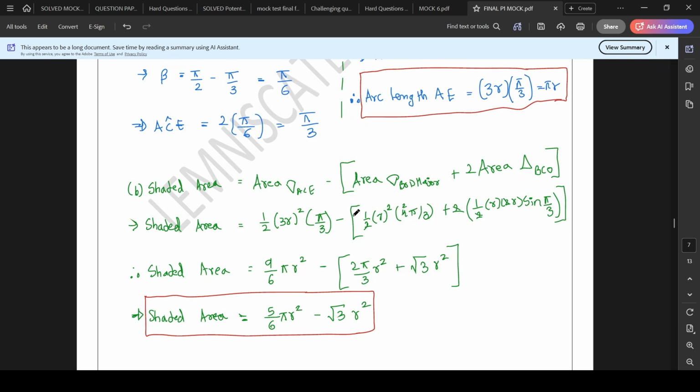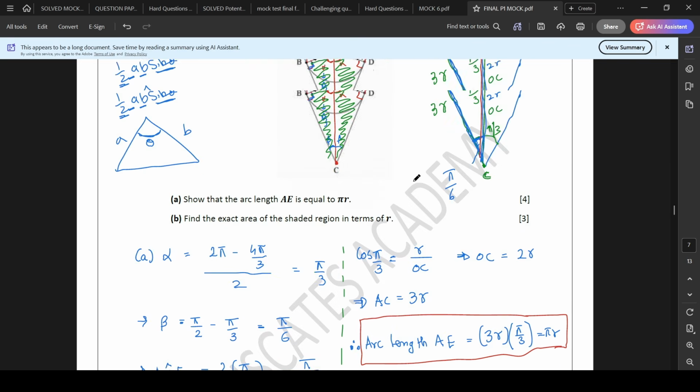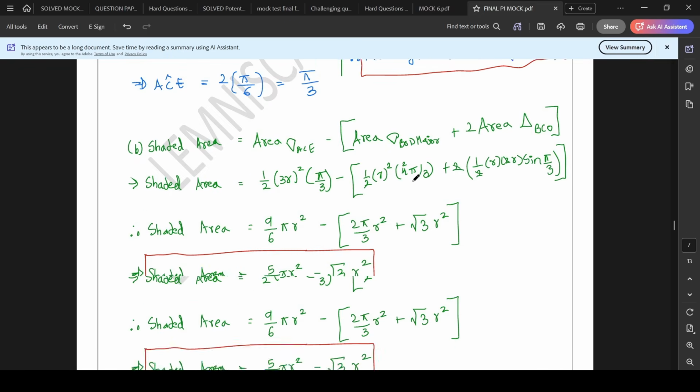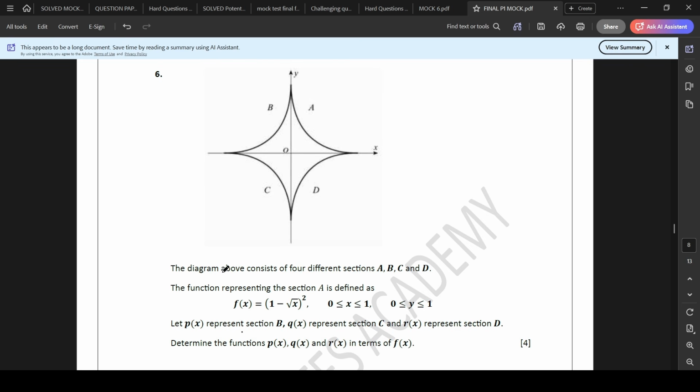So yes guys, this is the process through which, if you think that you have done a lot of calculations, you can go ahead and cross-check your working. So yeah, this is for your fifth question. Now let's move on to the sixth question. The diagram above consists of 4 different sections A, B, C and D. The function representing the section A is defined as this function, which is valid in between 0 to 1 on each axis. So this is 0 and this is also 1.